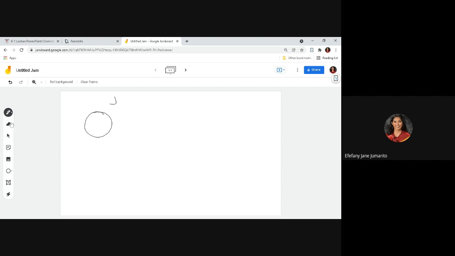Okay, so let's say we have this circle. This circle is what we call our system. Inside the circle we have a solution, for example in a flask. The solution there is your system. Outside, everything that's not part of the system is what we call our surroundings.